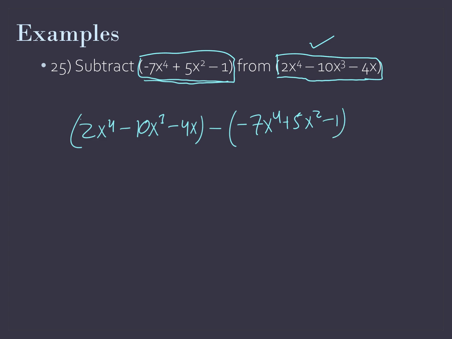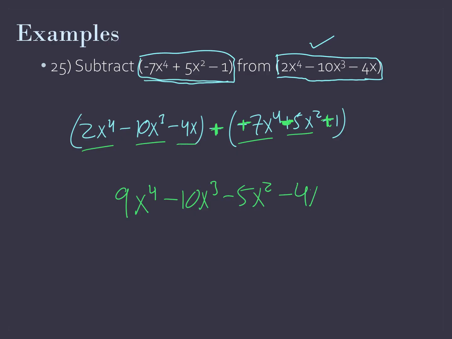And then this is just a simple difference of a polynomial. I can change that to a plus and then change the sign of everything on the inside. All right, and then combine like terms. 2 plus 7 is 9x to the fourth. Nothing combines with that minus 10x to the third. Nothing combines with this minus 5x squared. Nothing combines with this minus 4x. And nothing combines with this 1. All right, so this is our final answer.